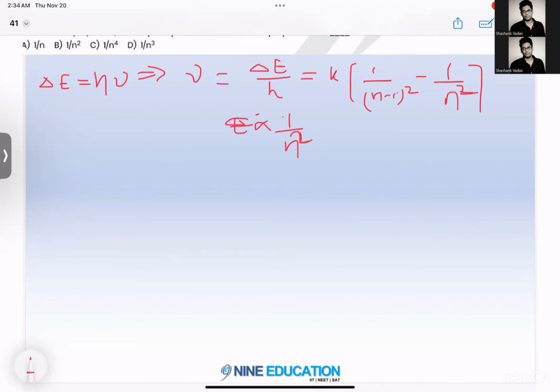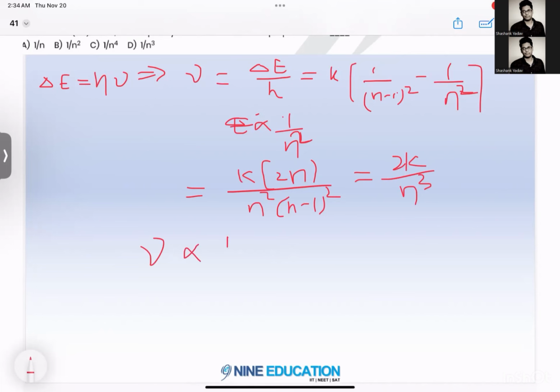If you solve this, you can write it as k into 2n by n square into n minus 1 whole square. That will turn out to be approximately 2k by n cube. So you can write that the frequency is inversely proportional to n cube. Therefore, the answer is D.